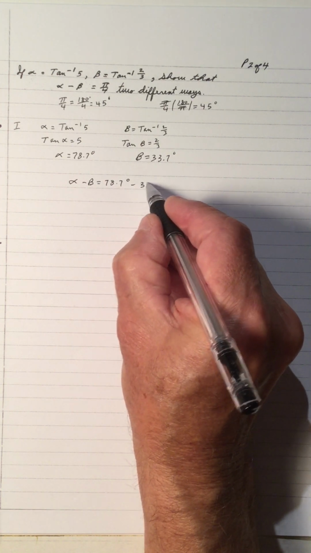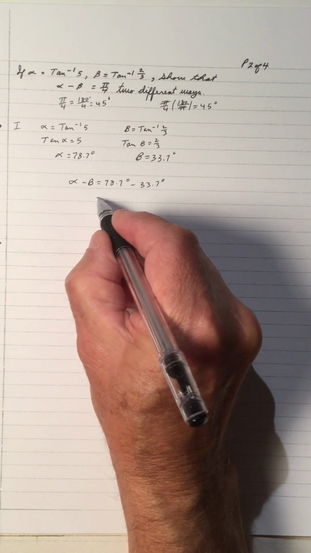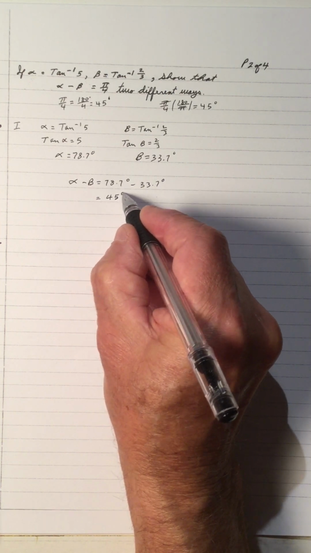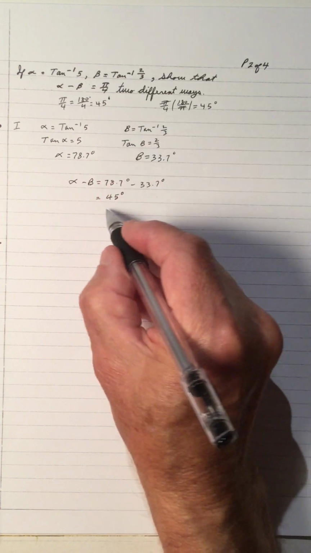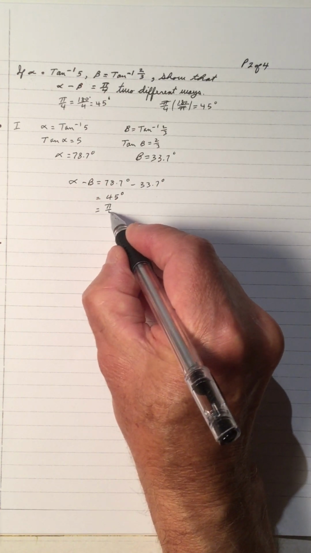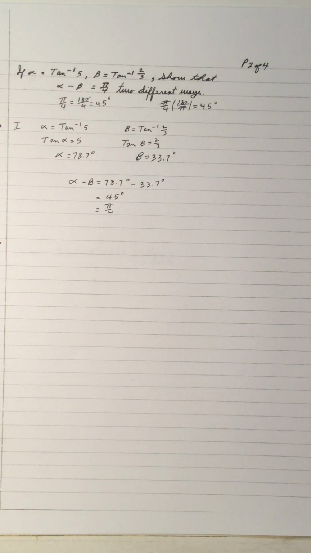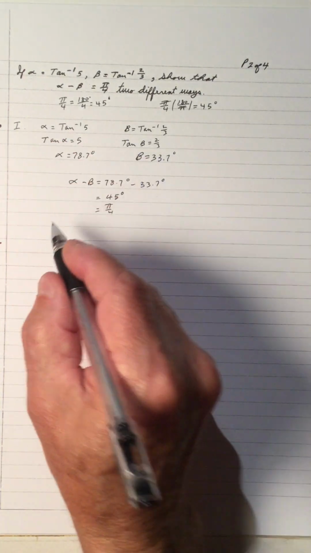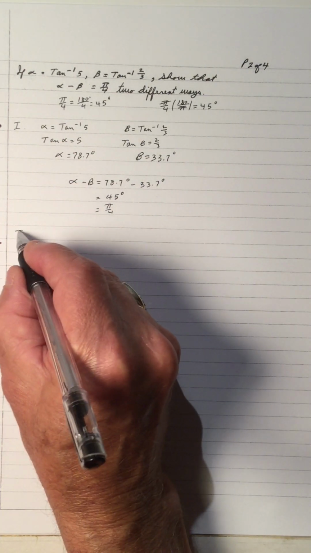Now, alpha minus beta is 78.7 minus 33.7, so we get 45 degrees. And again, 45 degrees is pi over 4. So that's one way we can prove that. So let's do it another way.